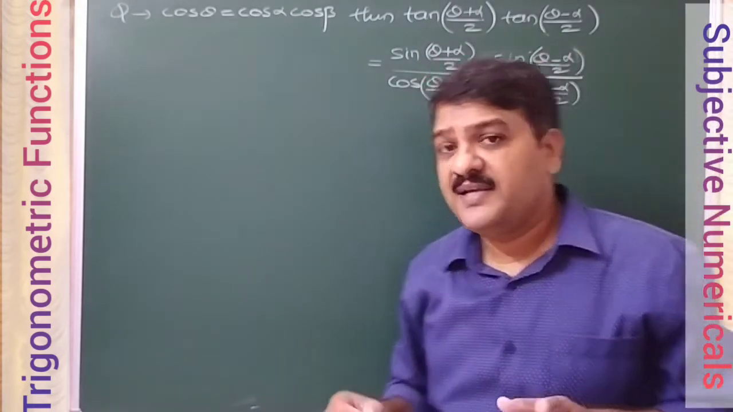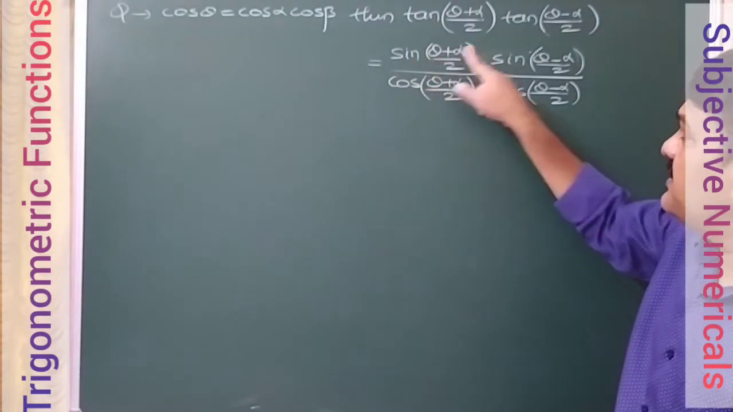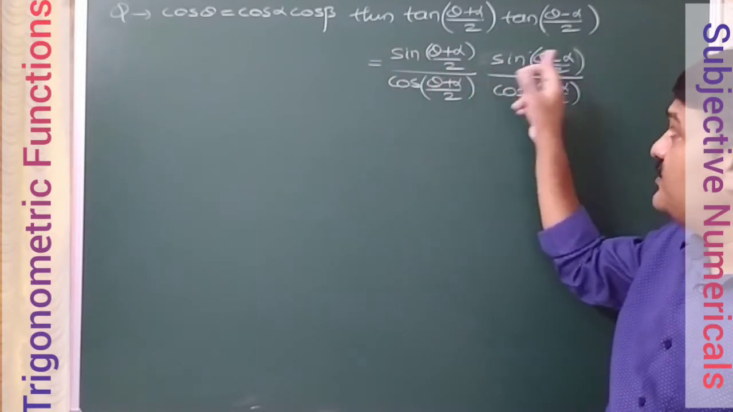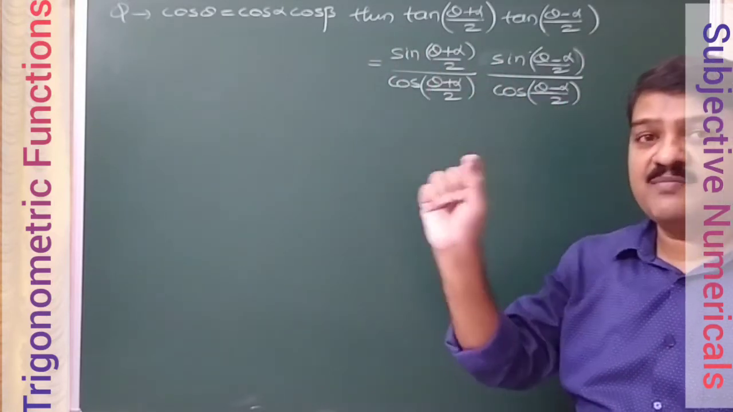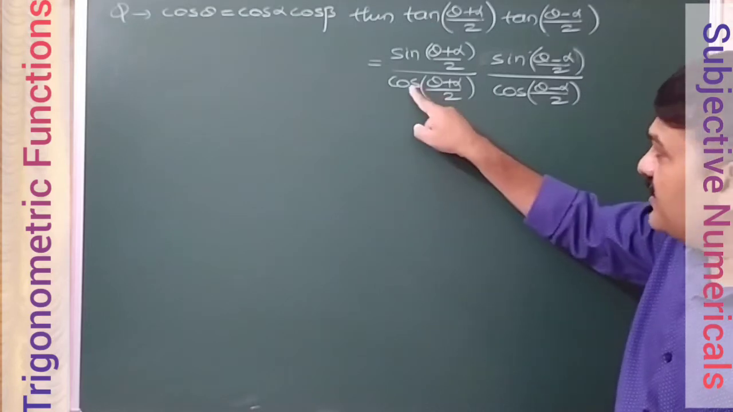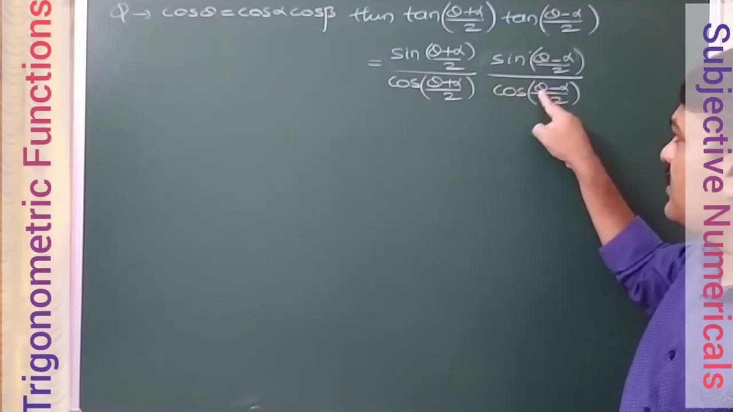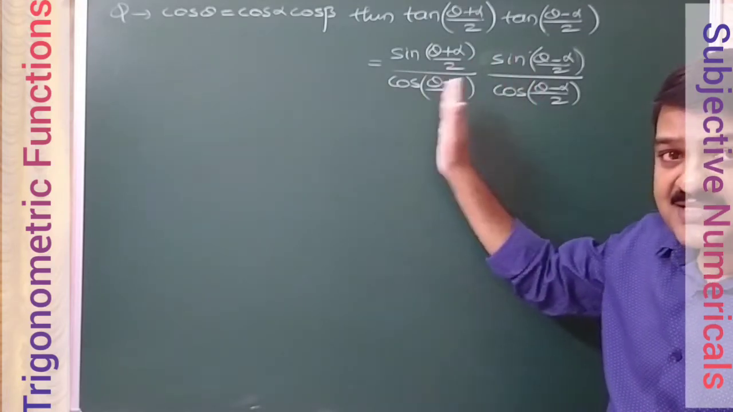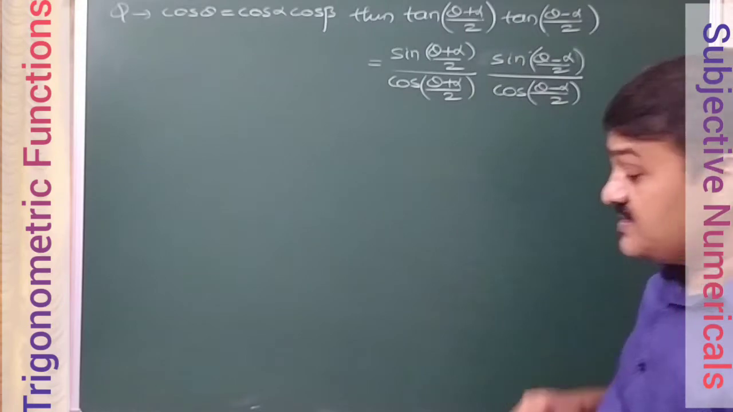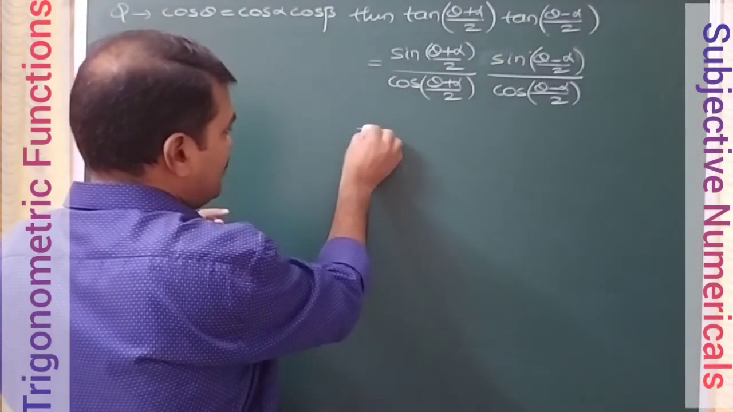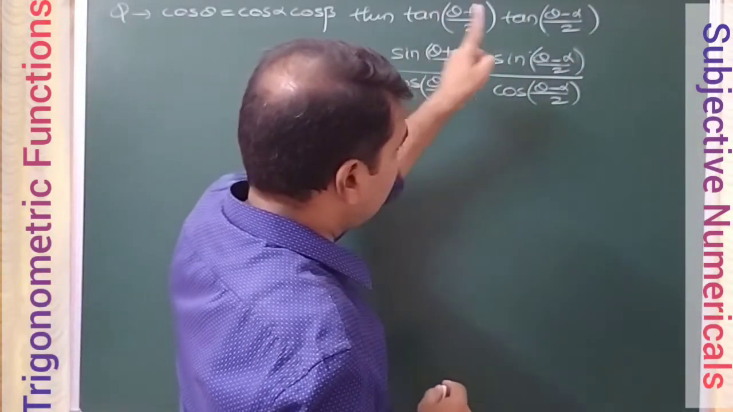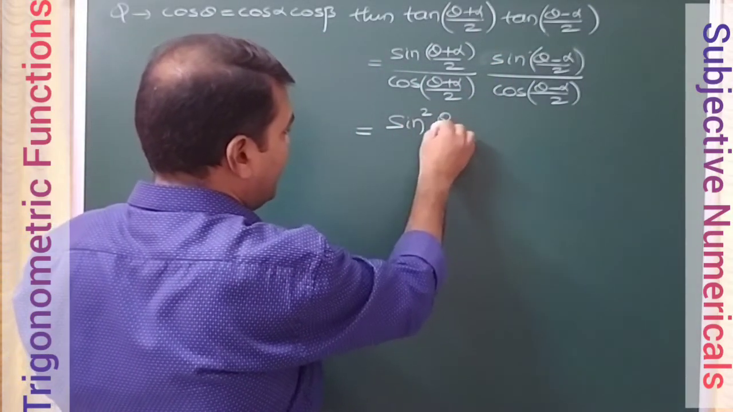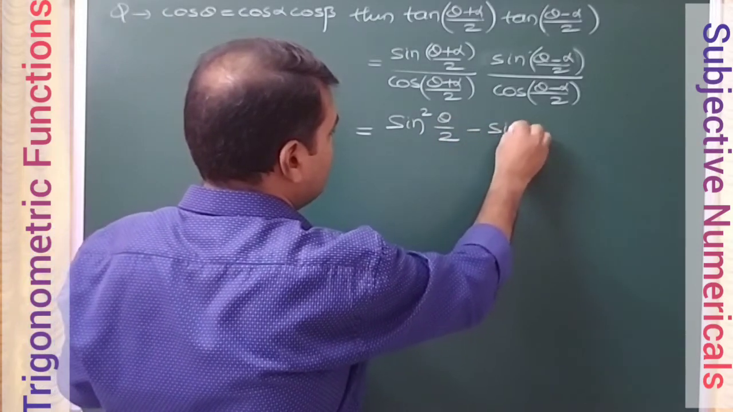Now the numerator is clearly sin of a plus b into sin of a minus b. What is the formula for sin a plus b into sin a minus b? Sin square a minus sin square b. The denominator is cos of a plus b into cos of a minus b, and the formula for that is cos square a minus sin square b. These formulas we are going to apply. So for the numerator we get sin square a minus sin square b.